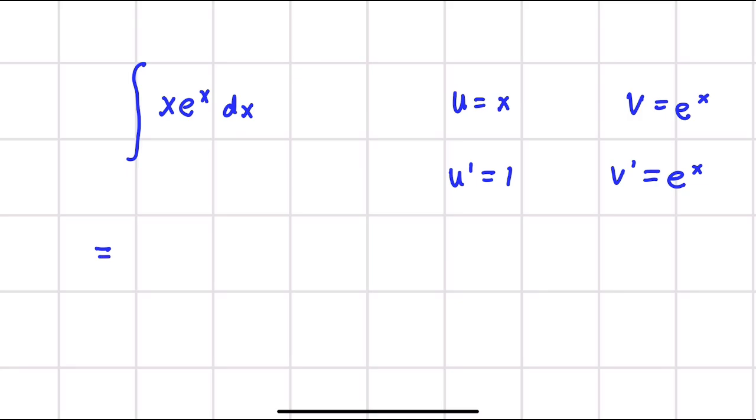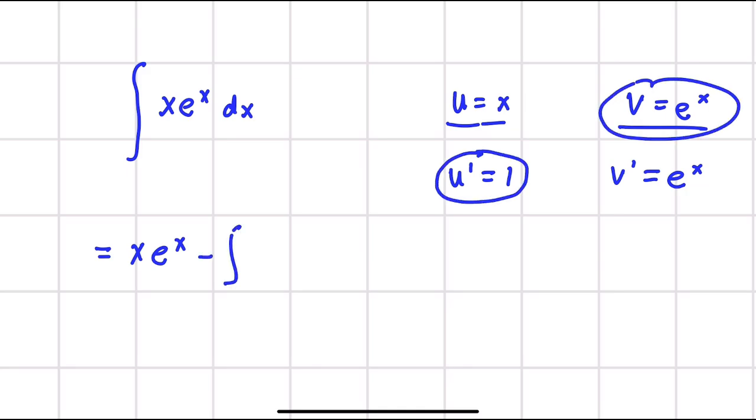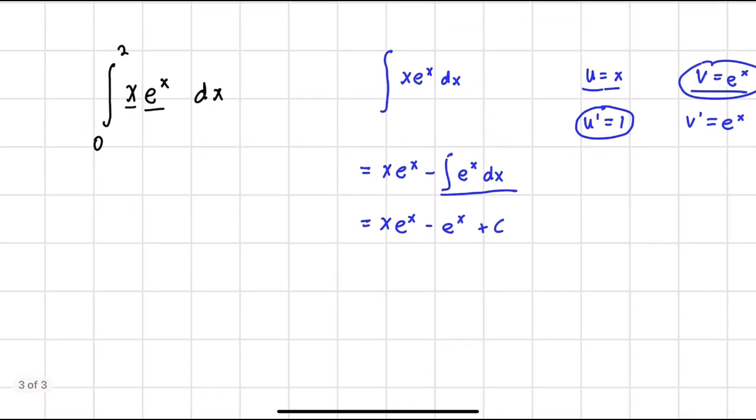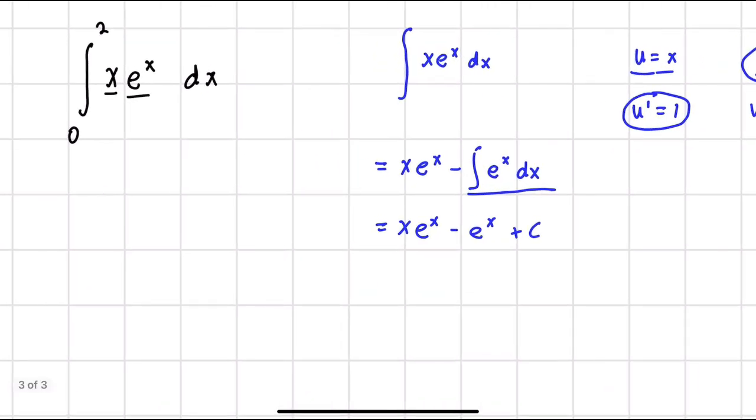So first we have u times v, so we have x times e to the x minus the integral of u prime times v. So that is simply equal to e to the x. And now let's find the integral of e to the x. So we have x times e to the x minus, and the integral of e to the x is simply e to the x, and our plus c constant. And now we have our antiderivative. We can evaluate our integral bounds.